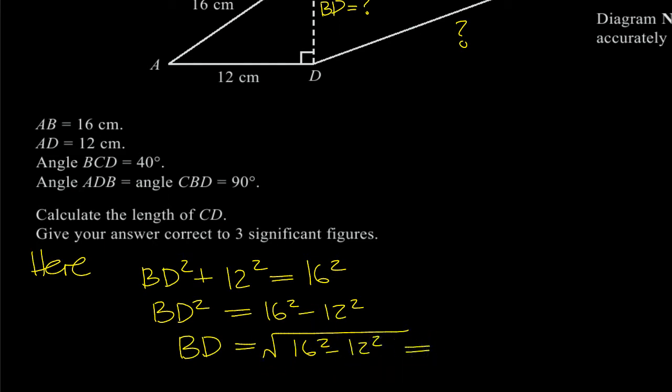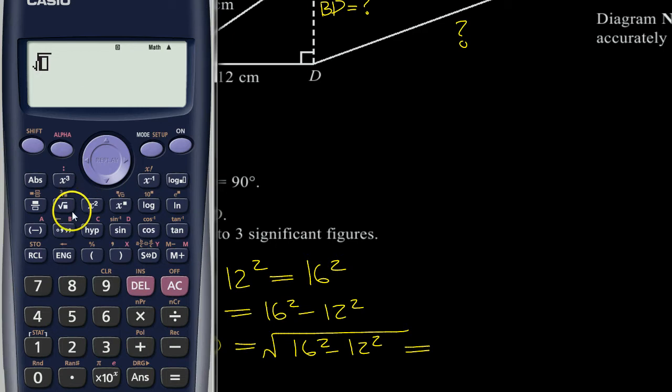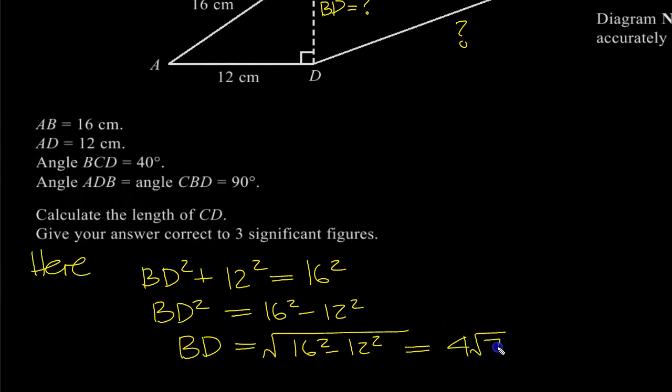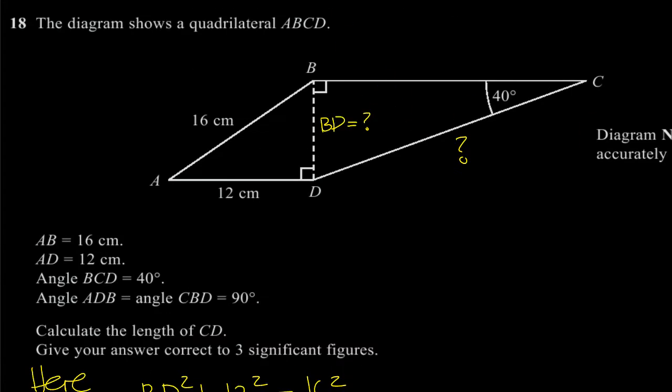So we need to keep accuracy to start with, don't we? So it's the square root of 16 squared minus 12 squared, which equals 4 root 7. So let's keep it in surd form. So that side is 4 root 7 then. So we can put it in the diagram. 4 root 7. So we've got an angle, we've got the opposite here.